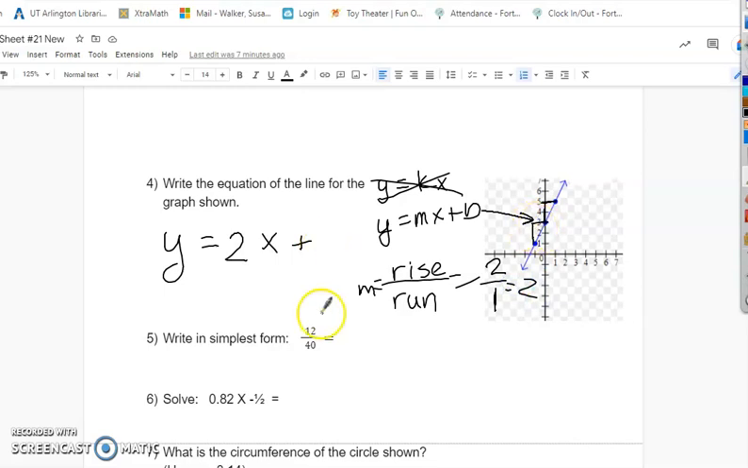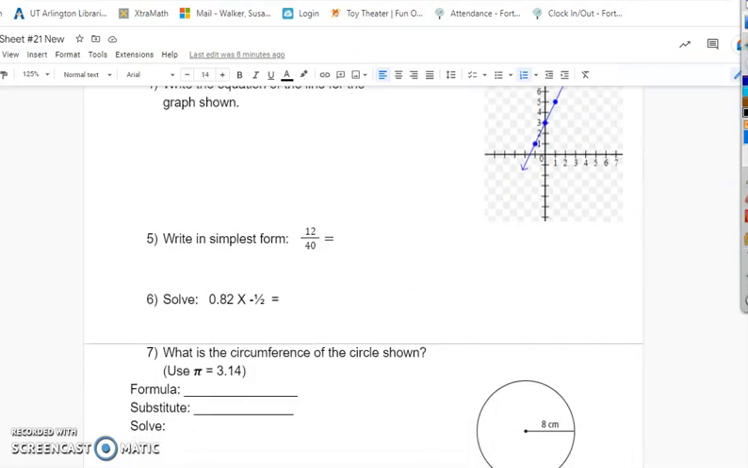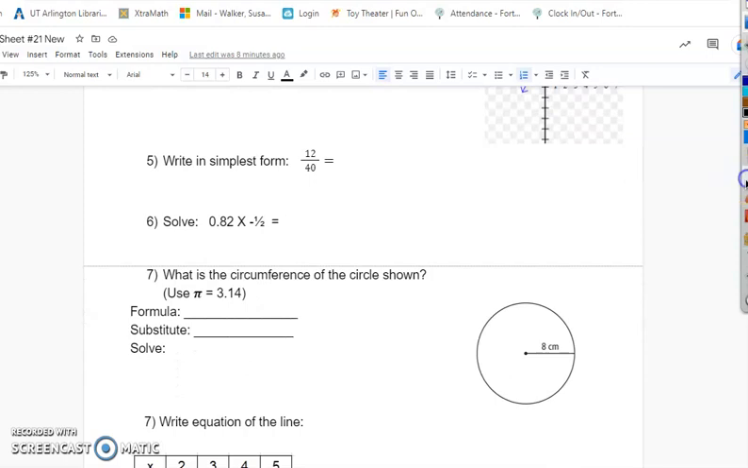Simplest form: what will they both divide by? If nothing else, they're both even. Even numbers divide by 2, but there is another number that's larger.